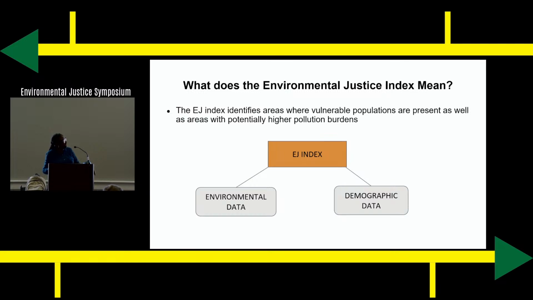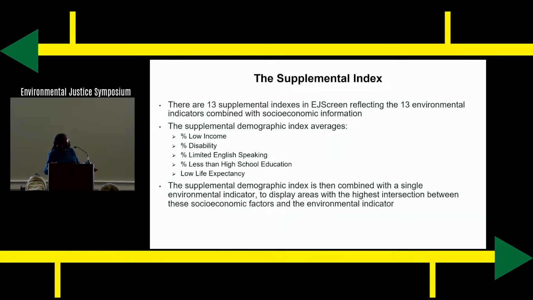So what does it mean? The EJ index identifies areas where there are vulnerable populations, as well as people that are highly suffering a pollution burden. That is why they use low income and people of color to create the environmental index, because those are populations they believe are facing the larger bulk of environmental pollution, and those are the vulnerable population. The supplemental index is the same thing as the demographic index, but instead of just 2 indicators, we are using 5 indicators to calculate the index.